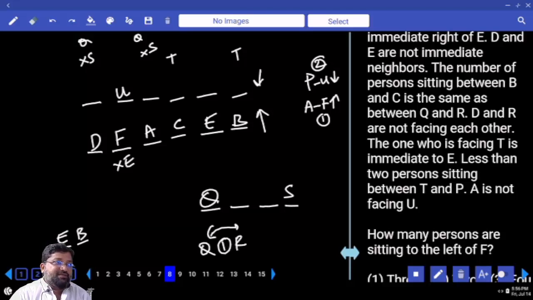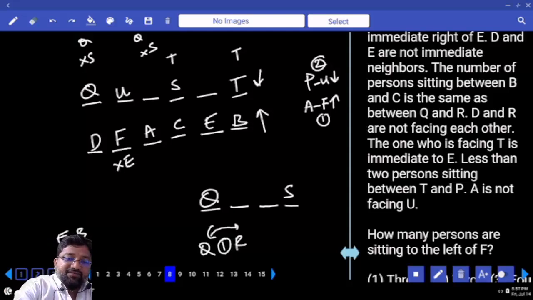Now I have a problem with the position of Q and S. Let us explore the possibilities. Q has how many possibilities? Only 2 possibilities. If this is Q, this has to be yes, and for sure this is T. One person between Q and R. Finally this is P. What is the last point? Less than 2 persons sit between T and P. How many persons are sitting between T and P? Less than 2 persons. Finally done? Yes, I can.